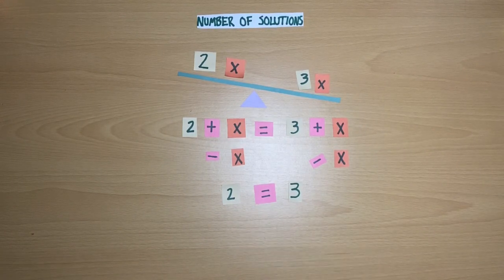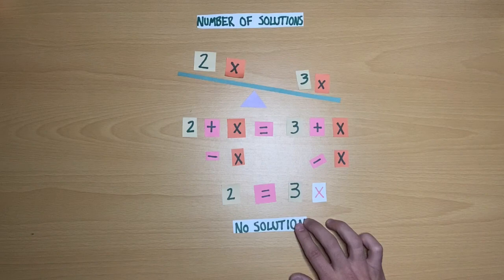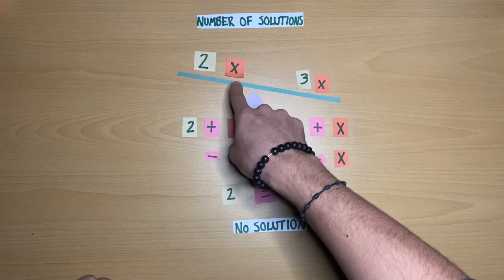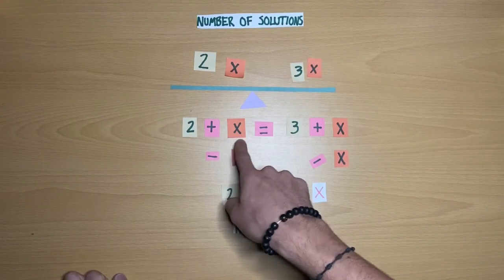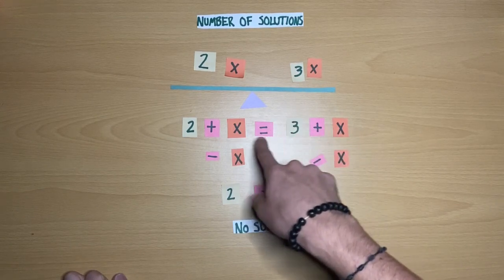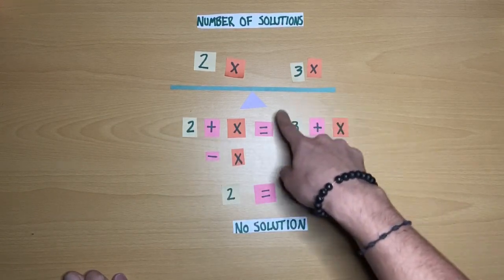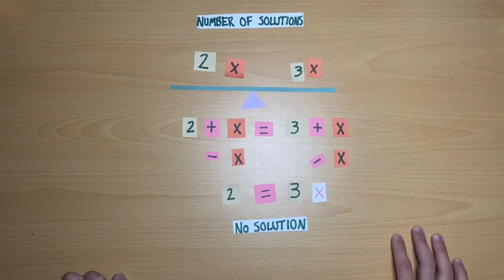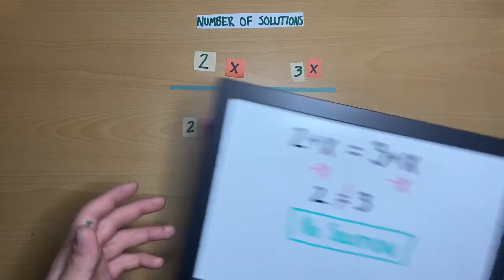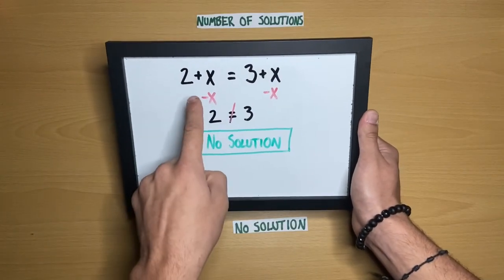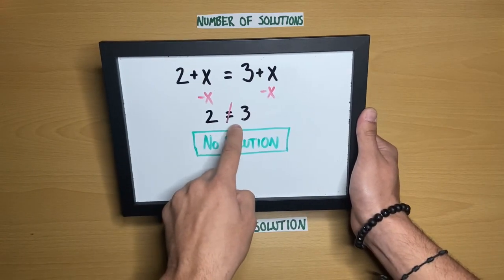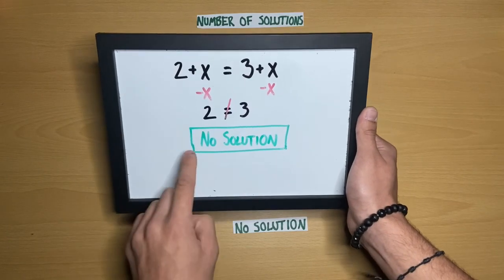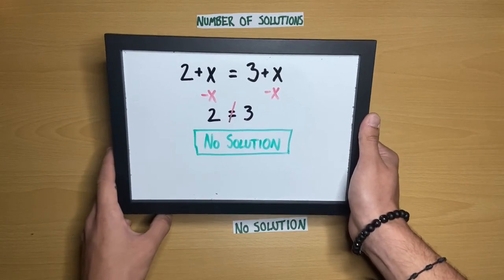So now 2 does not equal 3. Therefore, there is no solution to this equation. There is nothing we can put for x that will make this level. And that is because if we have the same number on both sides, 3 is greater than 2, so this one's always going to be bigger no matter what. To show you this on a whiteboard, we have 2 plus x equals 3 plus x. We subtract x from both sides. We get 2 equals 3, and that is not true, so we write that line. So the answer is no solution.